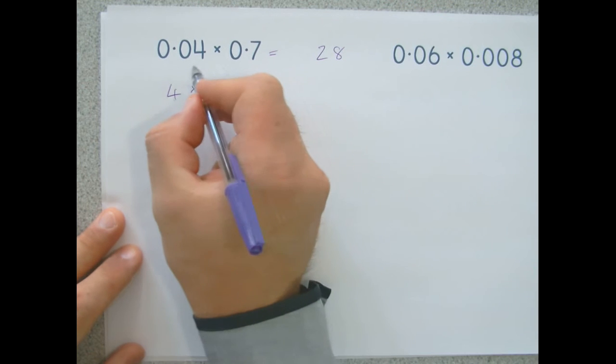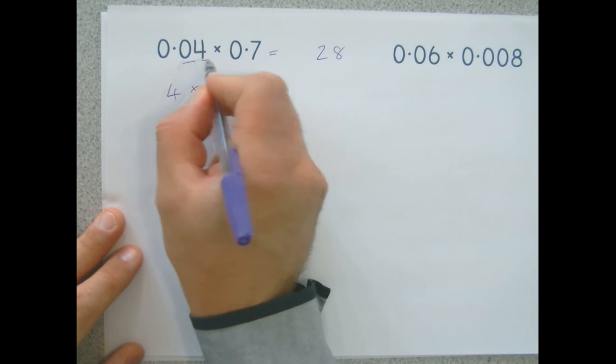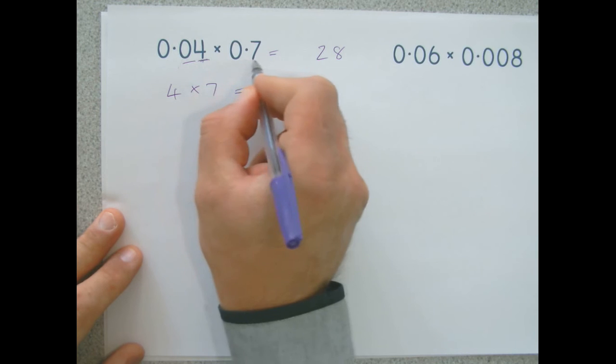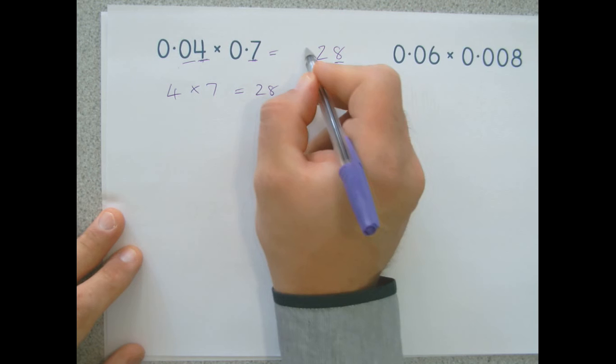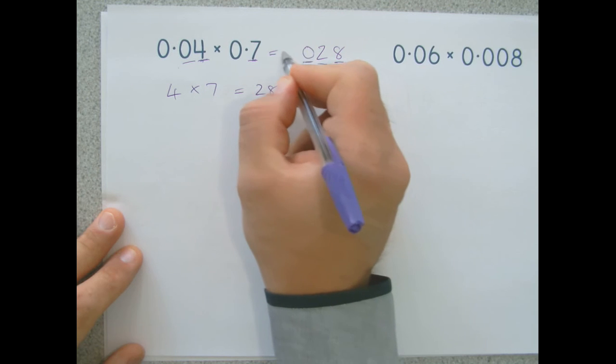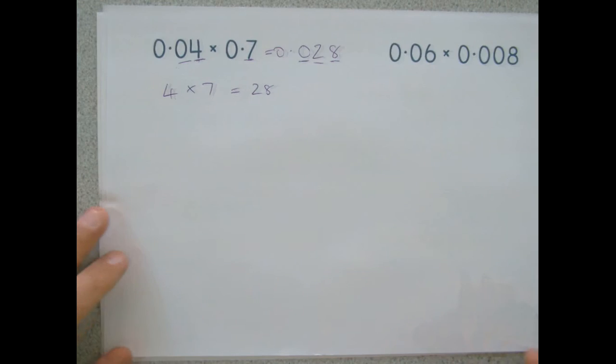And then we work out now how many decimal places our answer needs. 1, 2 there. Another one there, so we've got 3. 1, 2. We need another one, so put a 0 here to give us our third decimal place, 0.028.